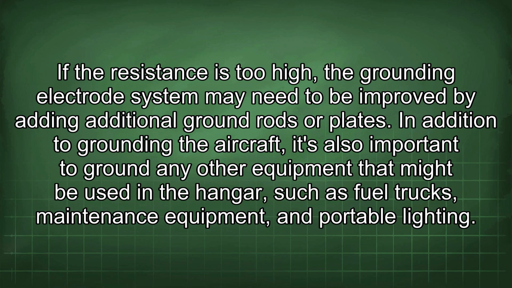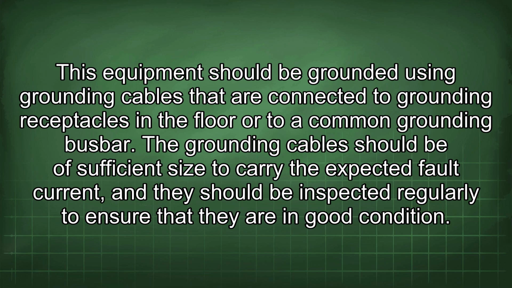or plates. In addition to grounding the aircraft, it's also important to ground any other equipment that might be used in the hangar, such as fuel trucks, maintenance equipment, and portable lighting. This equipment should be grounded using grounding cables that are connected to grounding receptacles in the floor or to a common grounding busbar. The grounding cables should be of sufficient size to carry the expected fault current, and they should be inspected regularly to ensure that they are in good condition.